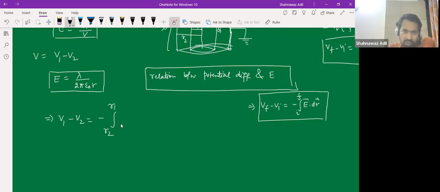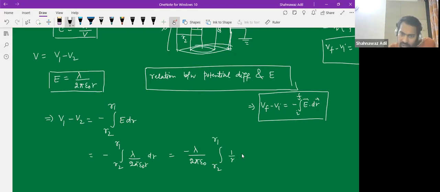So E dot dr, and their angle is 0, so this is E dr. So this is minus the integral from R2 to R1, and E is lambda by 2 pi epsilon naught R, dr. So lambda by 2 pi epsilon naught is common, and we have the integral from R2 to R1 of 1 by R dr. So what is the integral of 1 by x dx?